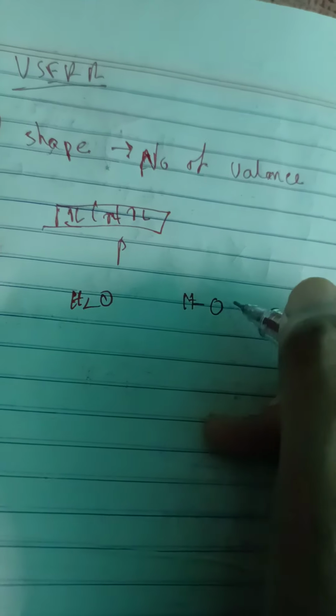What is the third point? The third point says that these pairs of electrons tend to occupy such positions in space that minimize repulsion and thus maximize the distance between them. For example, I am drawing the structures of H2O. What is the probable structure? One can write the H2O structure maybe like this one.